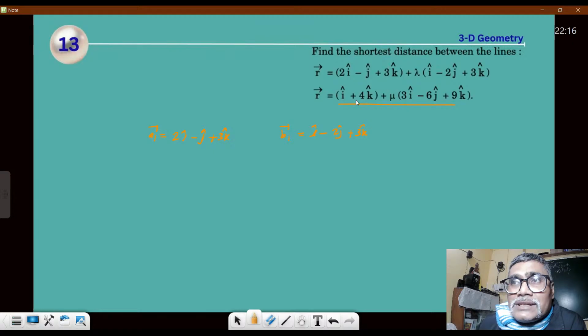Now from here you can directly write what is A2, right? A2 means those which are not related to this constant. Oh, acha, here too they have already segregated. Sorry, I thought it was mixed. So very easy to write. Okay. Then B2 vectors are what? 3 i cap minus 6 j cap plus 9 k cap.